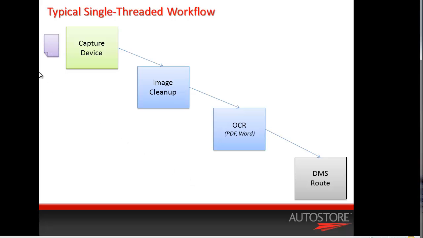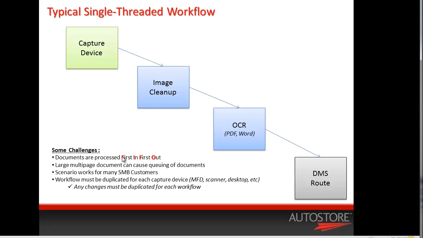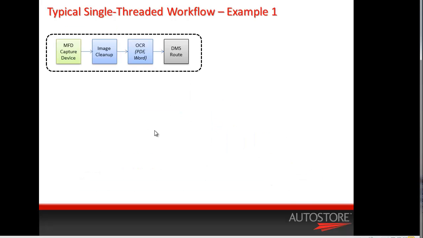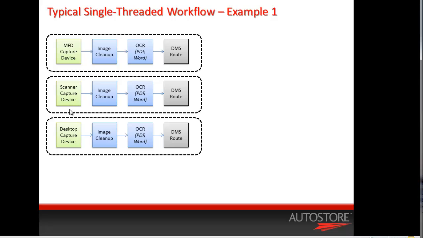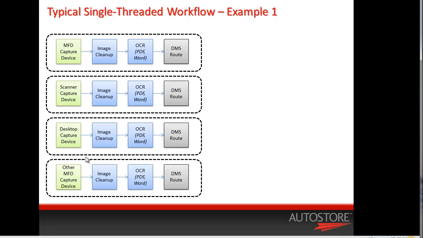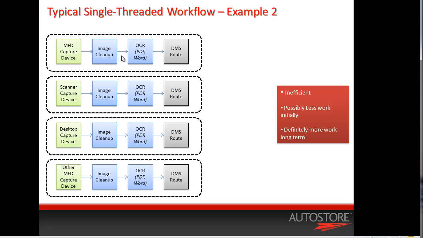As documents go through, they go through this entire workflow until the next document gets picked up. So it's a single-threaded process. We want to break that up using those knowledge package files, because right now it's a first in, first out type of workflow. Imagine that you're configuring something on a multifunction device, and then you're duplicating that workflow for Quick Capture Pro, Quick Capture Desktop, Auto Capture, or other multifunction devices, and it's the exact same workflow. This is definitely an inefficient way of doing things.